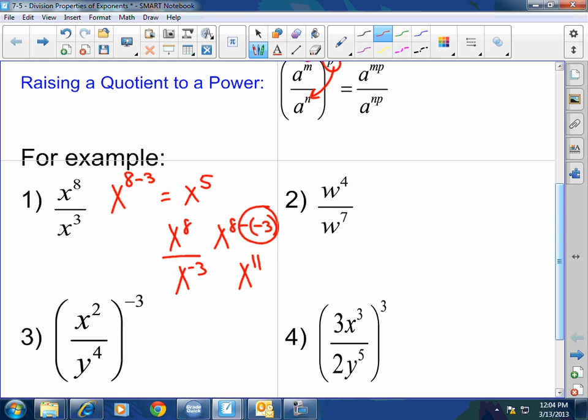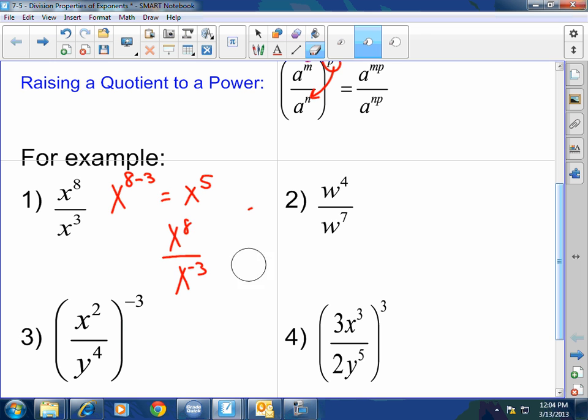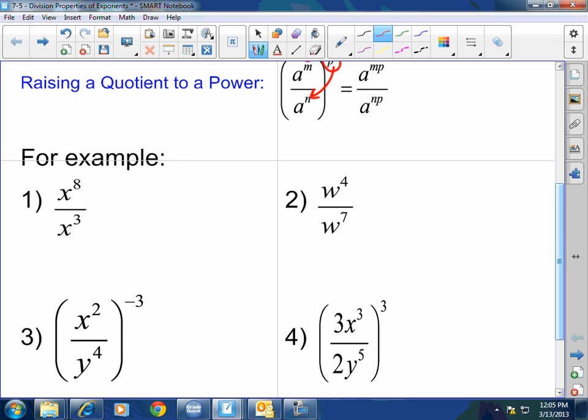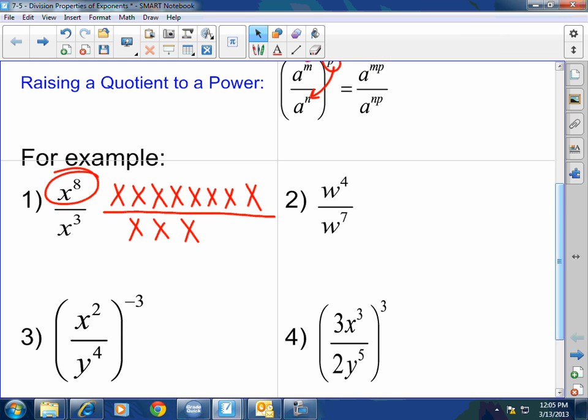Let me show you my way. What I would first do is, hold on, let me go back to the original one here. How many x's do I have up here, guys? 8, right? Whoever said 1, no, that's x to the 8th power. There's 8 x's: x times x, 3, 4, 5, 6, 7, 8 x's over 1, 2, 3. That's what I have here, right, if I were to expand this, correct?